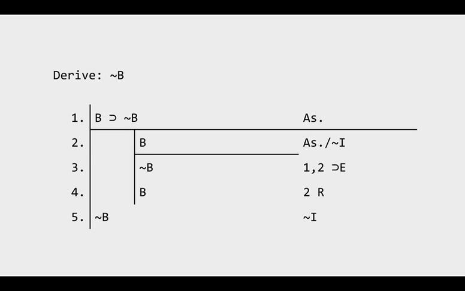Our tilde introduction rule says that if you assume something, like b, and then you get a contradiction, you can conclude that b is not the case. That means you can slap a tilde on it. So how do we get line 5? It's lines 2 through 4, tilde introduction.